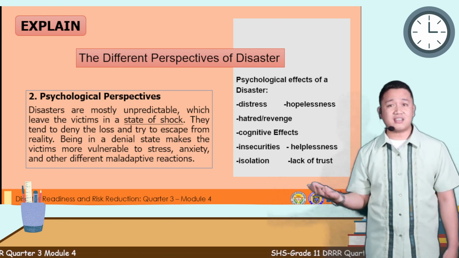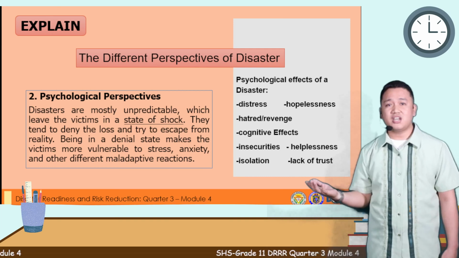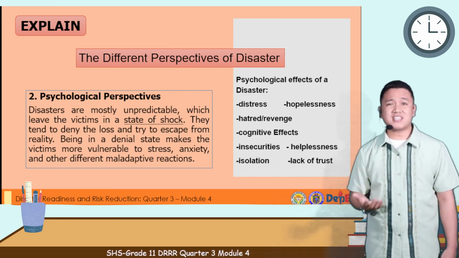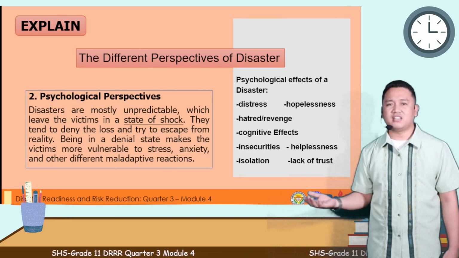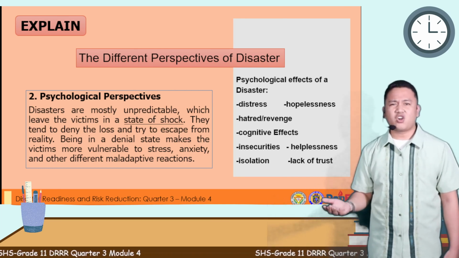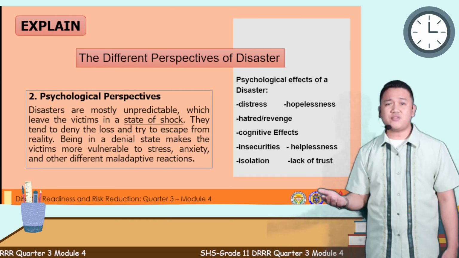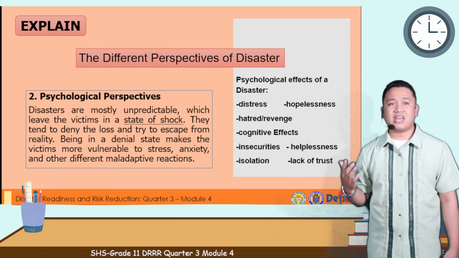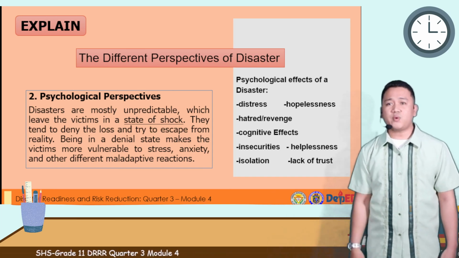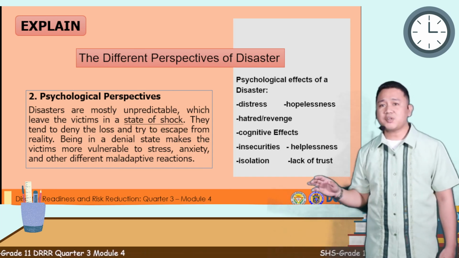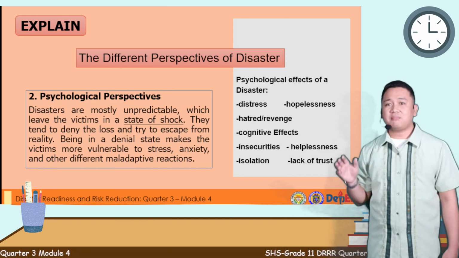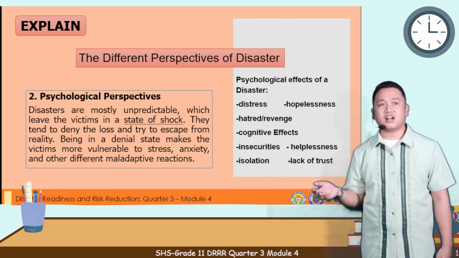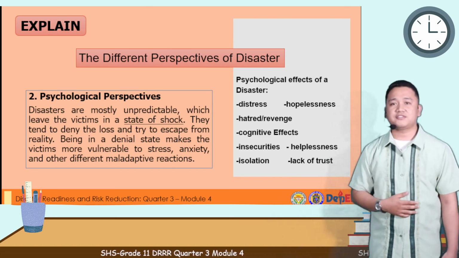What are the effects of disaster? The psychological, we have distress, we have hopelessness, we have hatred or revenge, cognitive effects, insecurities, isolation, helplessness, and lack of trust. In other words, when we speak about psychological perspectives, the victim is in a state of shock affecting its psychological perspective in life.